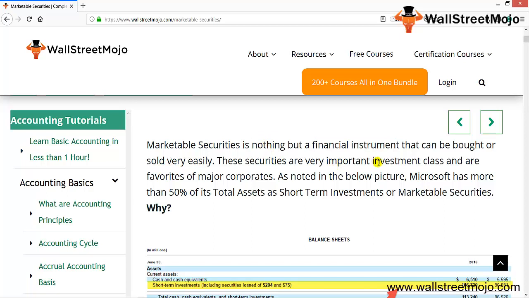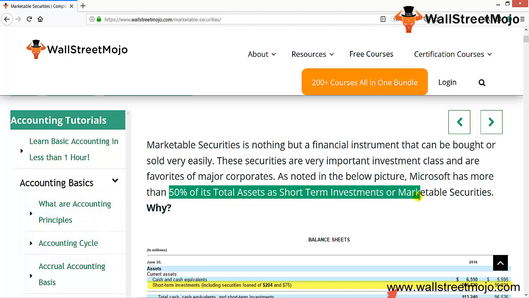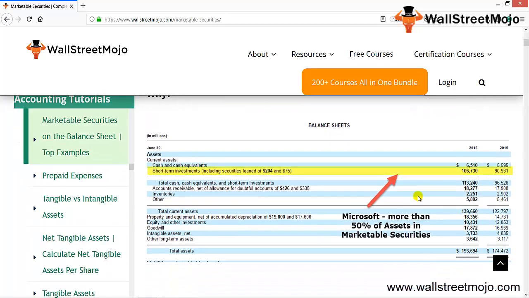These securities are a very important investment class and are favorites of major corporates, the blue chip companies. Microsoft has more than 50% of its total assets as short-term investments or marketable securities. Now the question over here is why? 50%. My goodness, look at the number here. The 193,694 is the total assets, and of that 106,730 falls in the short-term securities. So that's a big number in itself. That is in the current assets part.